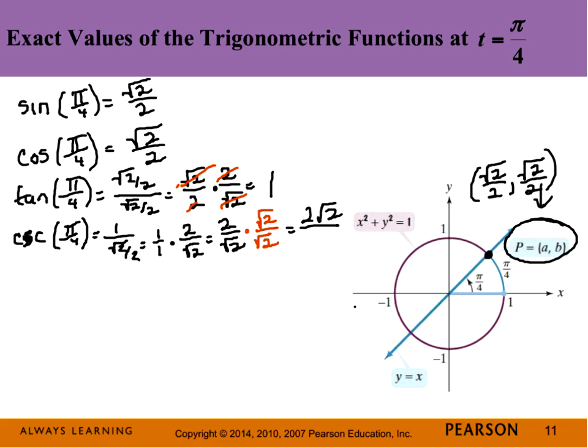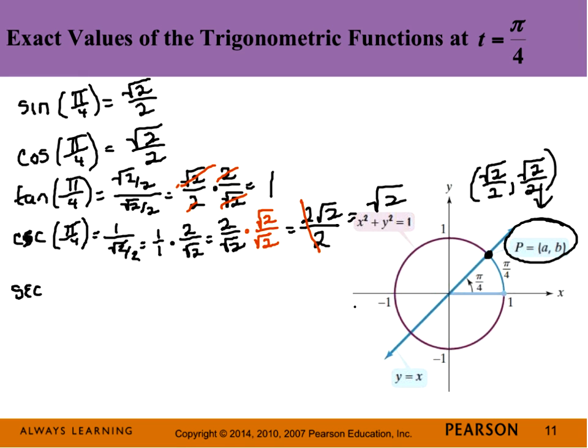Okay, the square root of 2 times the square root of 2 is the square root of 4, so that's just 2. And then my factors of 2 divide out there. So I'm just left with the square root of 2 for the cosecant.